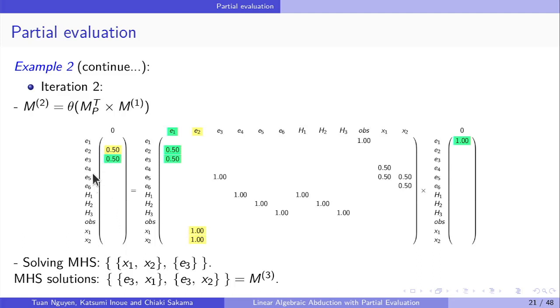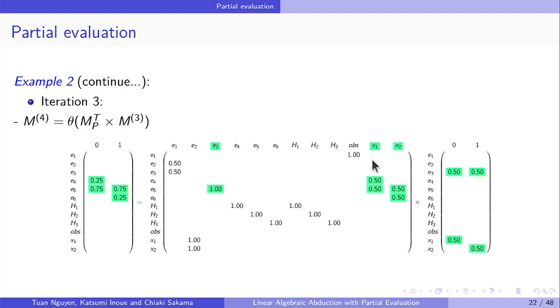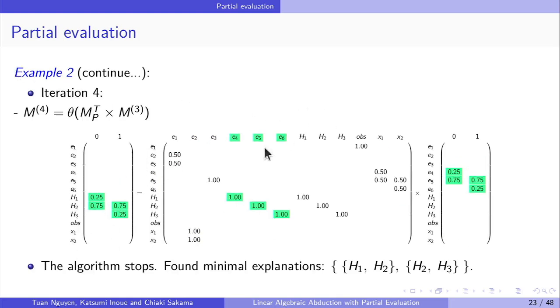We take the body of the rules of E2, X1, X2, and we solve it. We obtain the next matrix, and this is the next matrix. And this one is a computable matrix, so we can continue to multiply with the abductive matrix, and we obtain this matrix. And in the next iteration, we continue, and here we reach the final step, where we reach the hypothesis, a subset of the hypothesis set. So the algorithm stopped, and we found these explanations, H1, H2, and H2, H3.